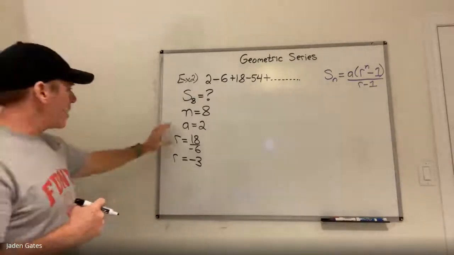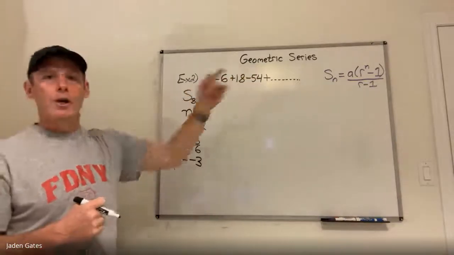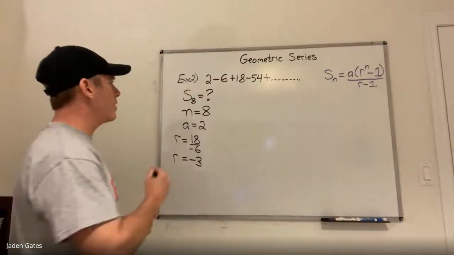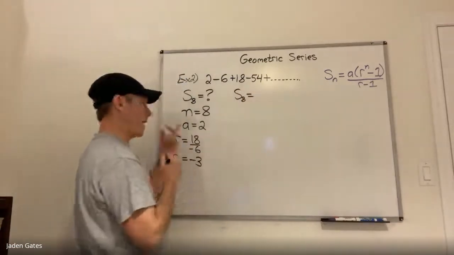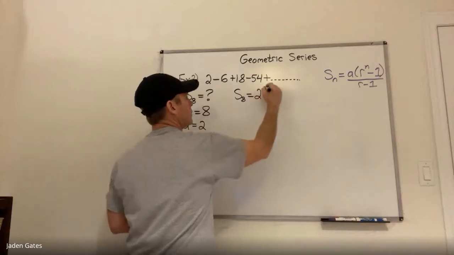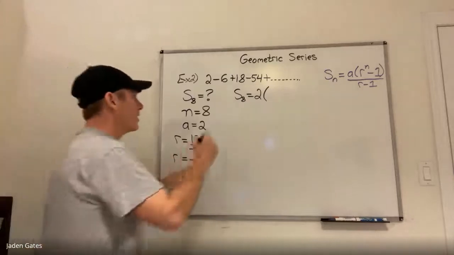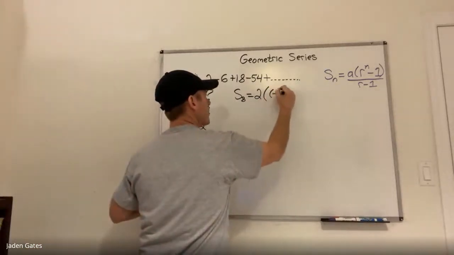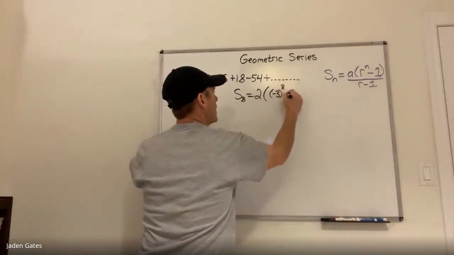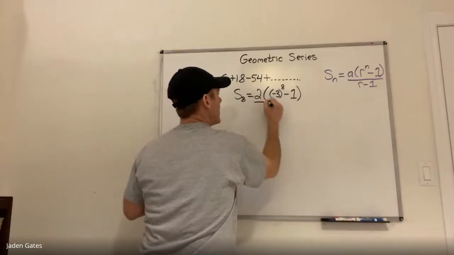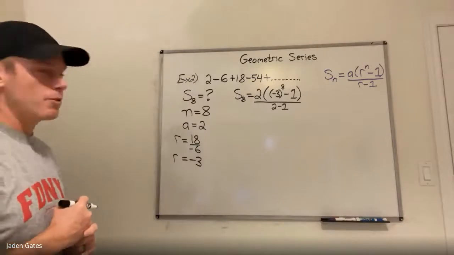All right, but what I do now have is all my variables. So I'm going to use my summation formula over there. So I have S of 8 is equal to, again, my a value is 2. Now in brackets, I've got r to the power of n. I've got a negative 3 here, so I'm going to make sure I put that in brackets, to the power of n, which is 8, minus 1. And then in the bottom, I've got 2 minus 1 again. Good. The denominator's going to be 1 again, so I don't have to worry about it.